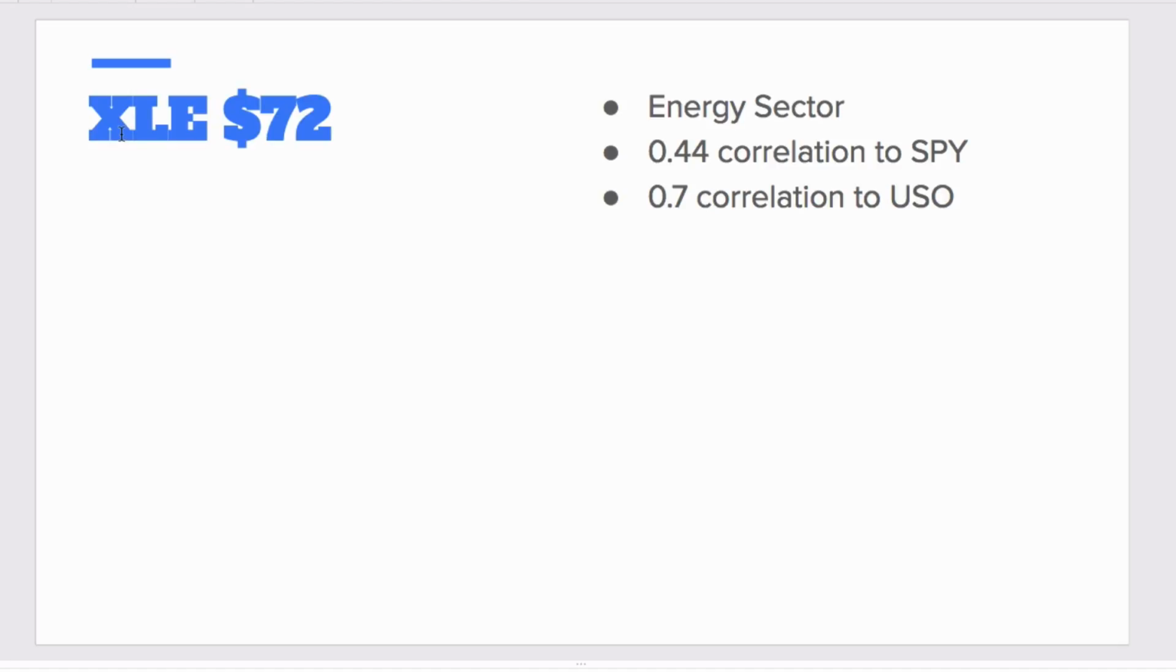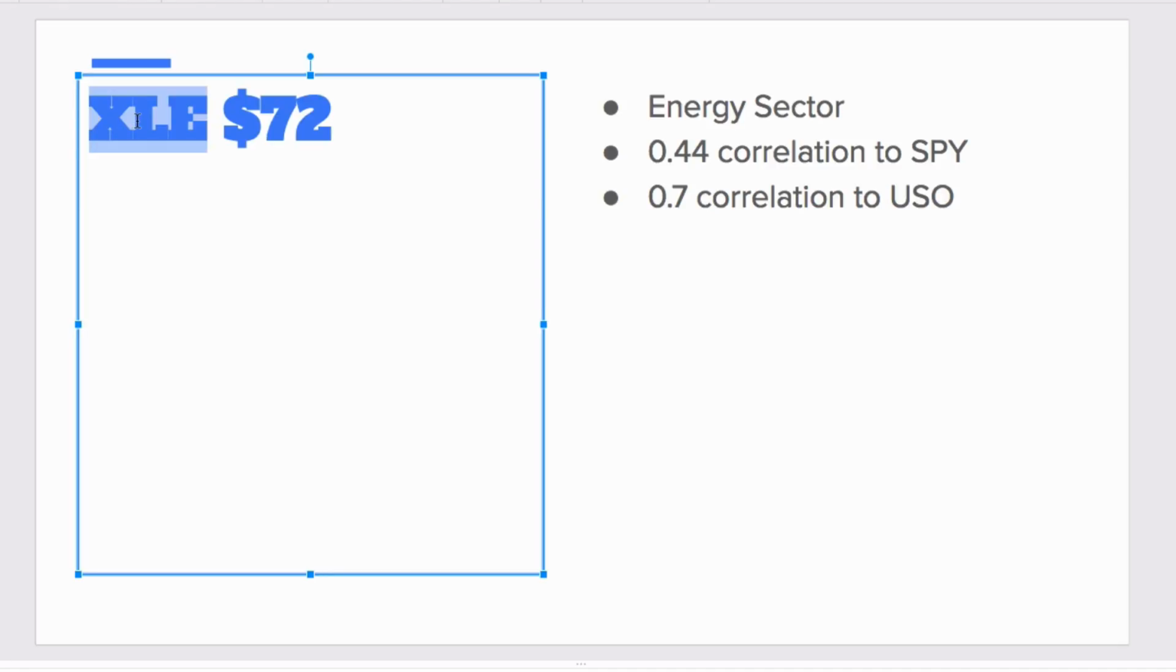Now we're getting into ones where we can make a little bit more use. So XLE is an ETF. Remember, an ETF is essentially a basket of stocks. SPY is a basket of shares of all of the companies that make up the S&P 500, the 500 largest companies in the U.S. XLE contains stocks that represent the energy sector.